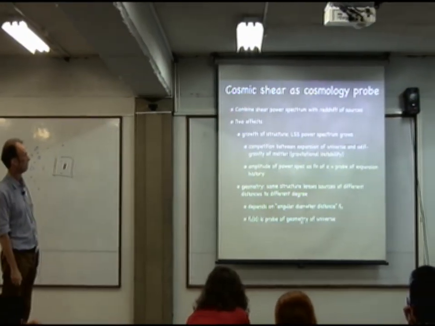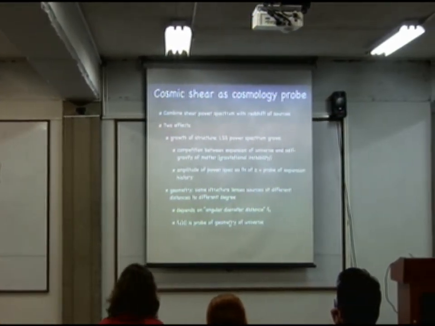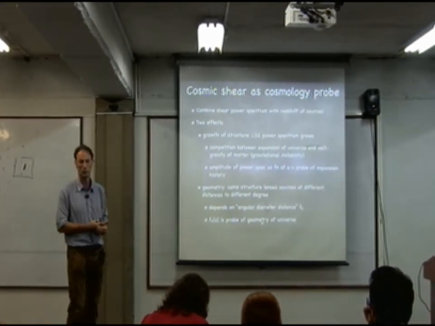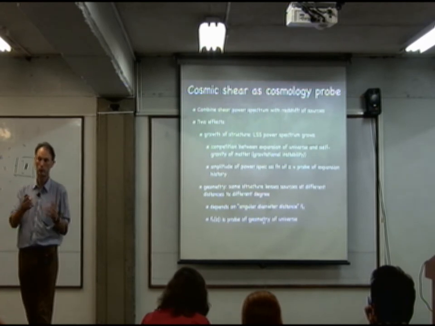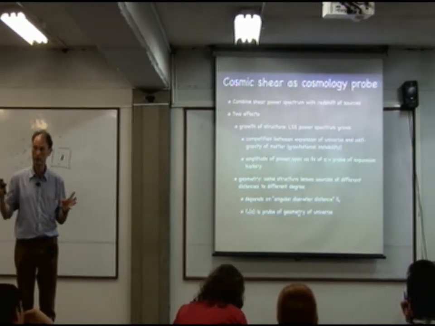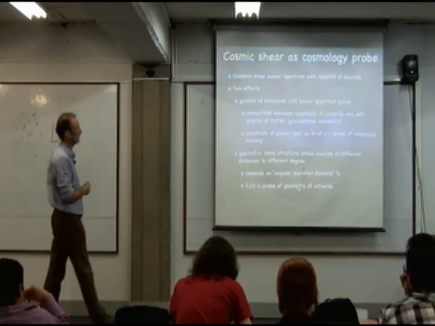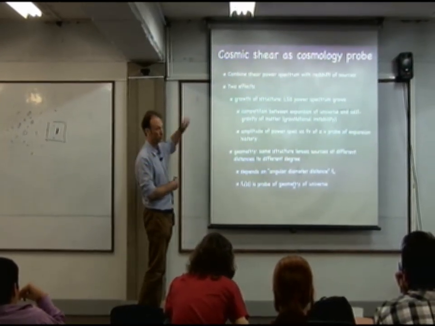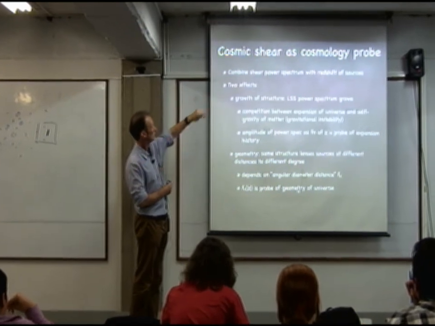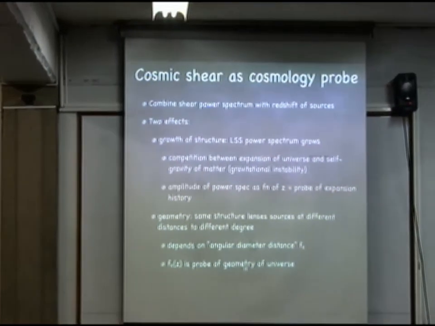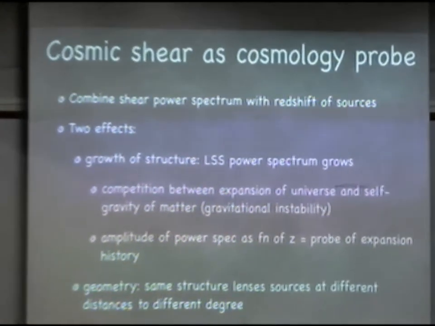So cosmic shear really is a very strong cosmology probe, and in fact it's one of the most powerful cosmology probes that we have, provided we can keep control of all these systematic errors that make it very difficult to make these measurements accurately. And in fact, we try to do this by going to 3 dimensions. We try to combine the shear power spectrum with the redshift of the sources, so you can do a kind of tomographic analysis. And I'll show you in a second how that works.